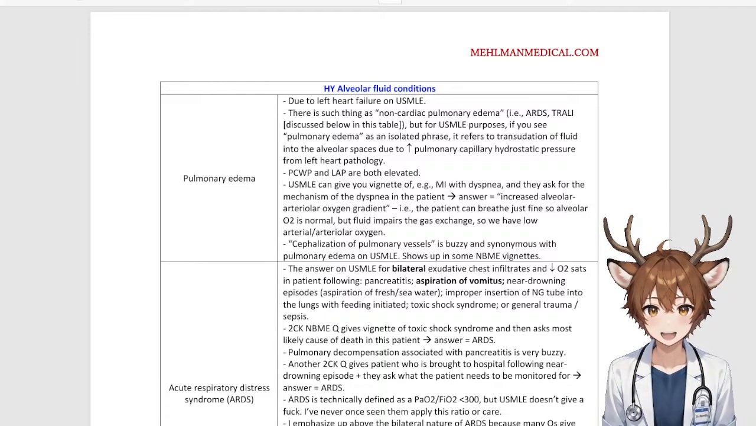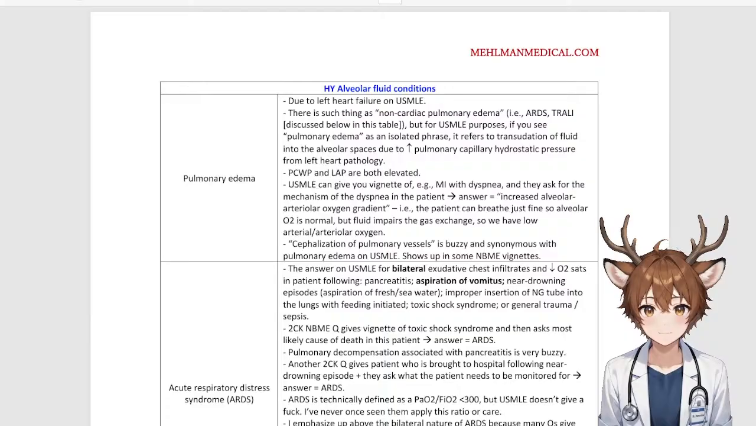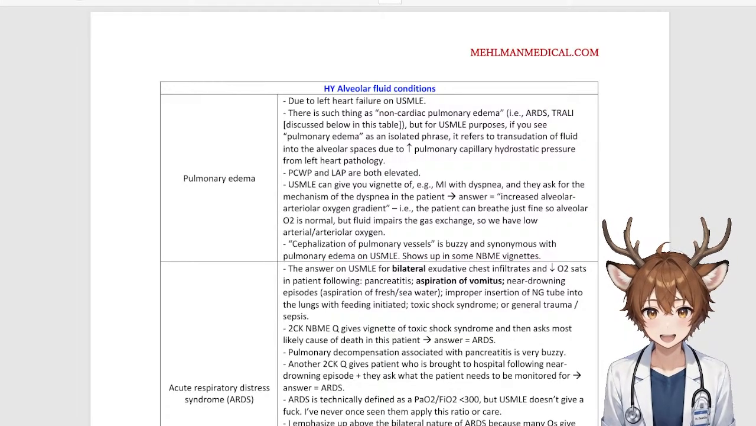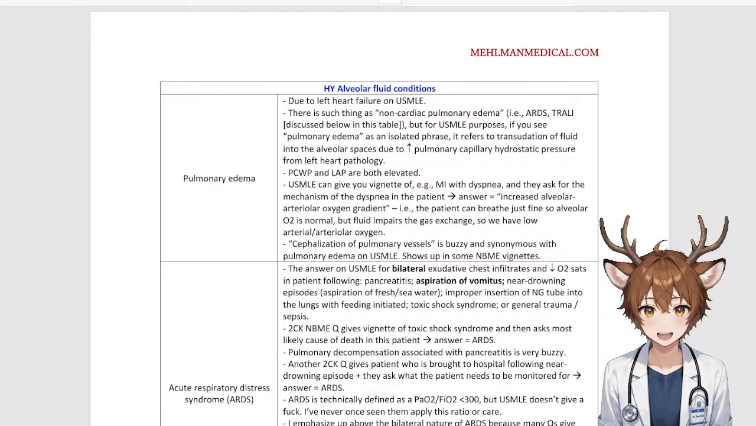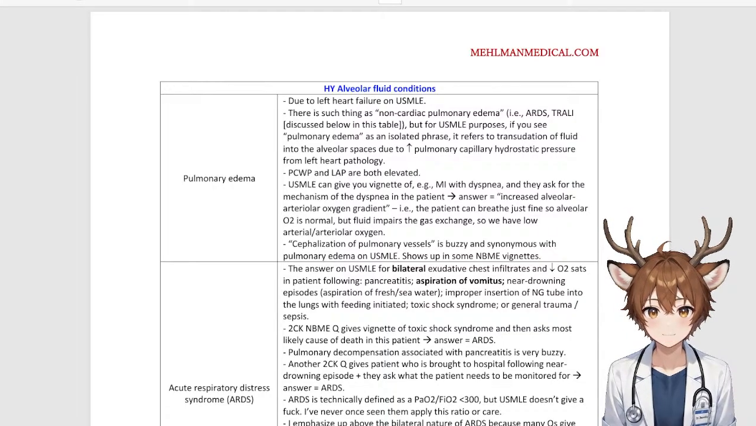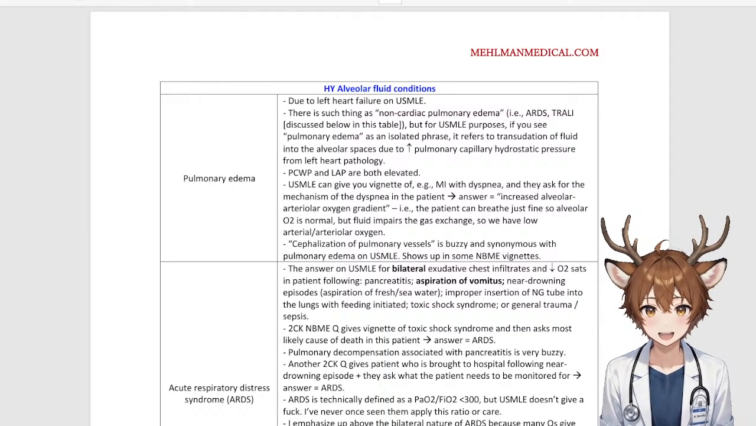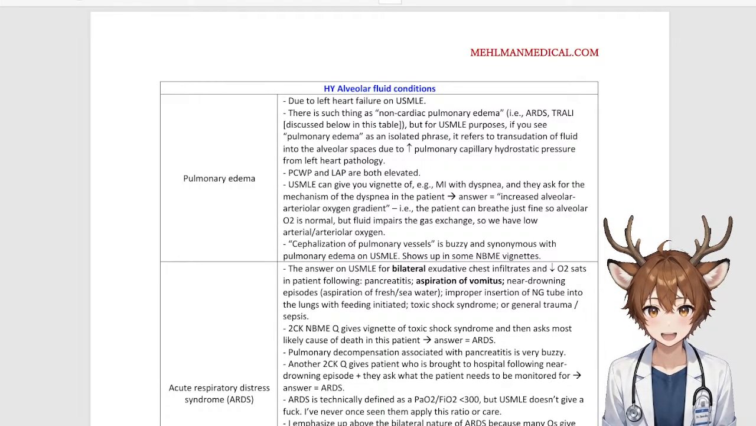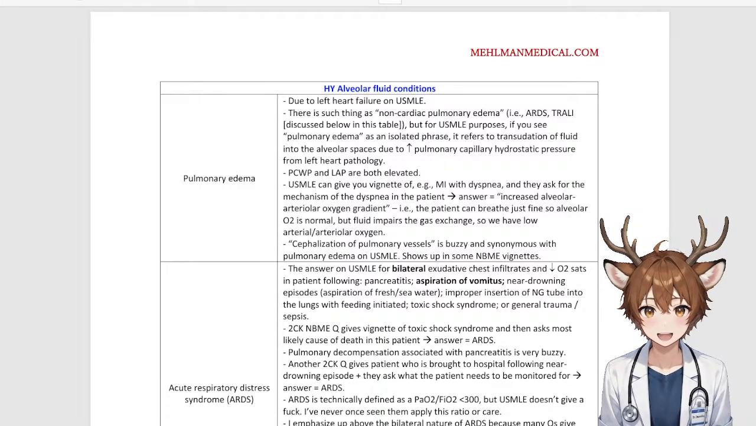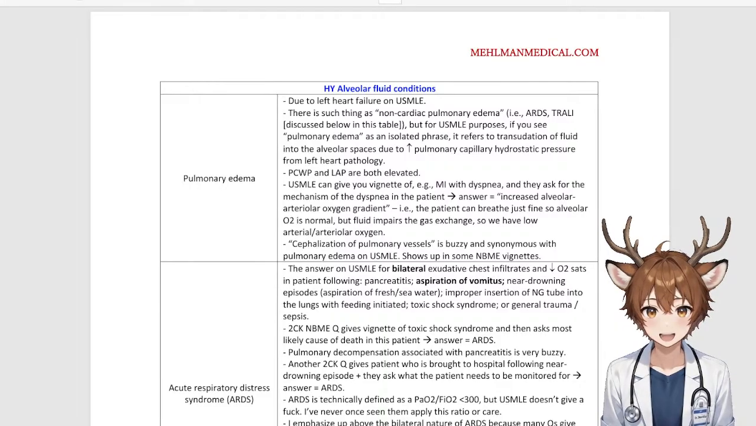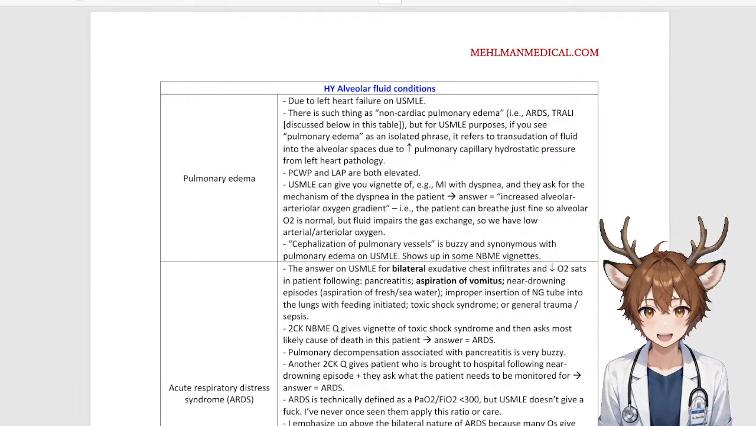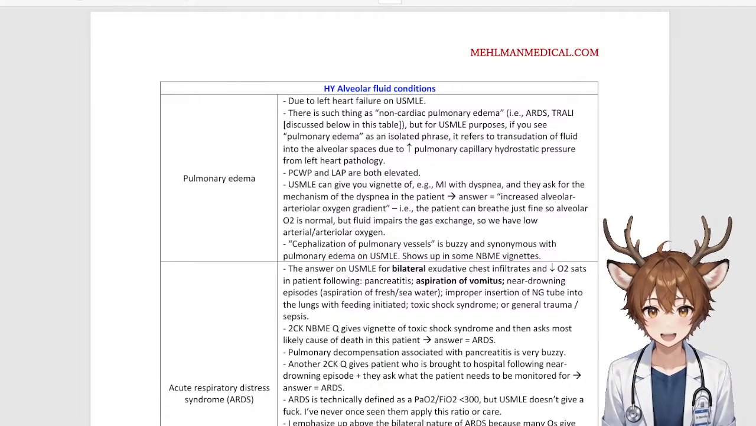So, high-yield alveolar fluid conditions. Pulmonary edema. Due to left heart failure on USMLE, there is such a thing as non-cardiac pulmonary edema, that is to say ARDS or TRALI, discussed below in this table. But for USMLE purposes, if you see pulmonary edema as an isolated phrase, it refers to the translocation of fluid into the alveolar spaces due to the increased pulmonary capillary hydrostatic pressure from left heart pathology.